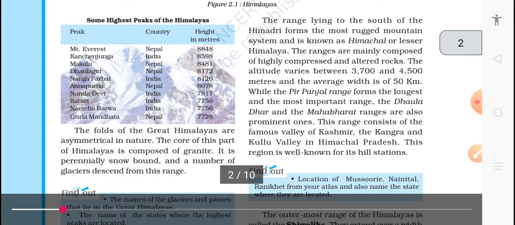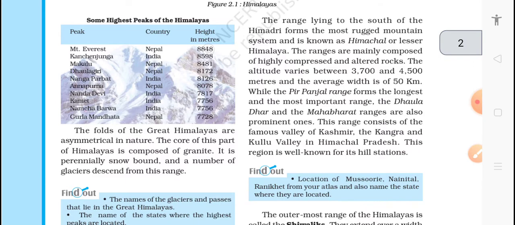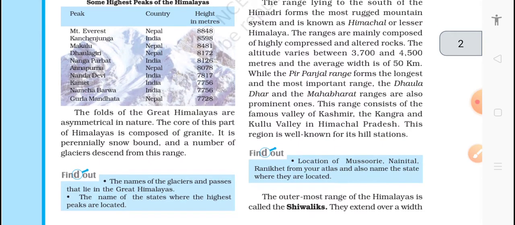The range lying to the south of the Himadri, forming the most rugged mountain system, is known as Himachal or Lesser Himalaya. The ranges are mainly composed of highly compressed and altered rock. The altitude varies between 3,700 and 4,500 meters and the average width is 50 km. While the Pir Panjal range forms the longest and the most important range, the Dhauladhar and Mahabharat ranges are also prominent ones. This range consists of the famous valley of Kashmir, and the Kangra and Kullu Valleys in Himachal Pradesh. This region is well known for its hill stations.